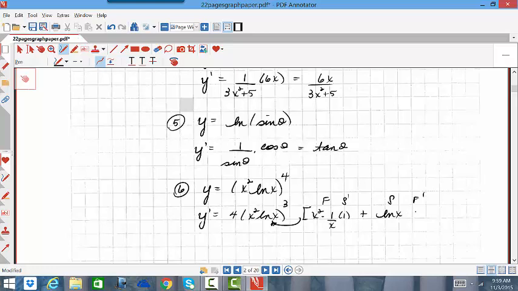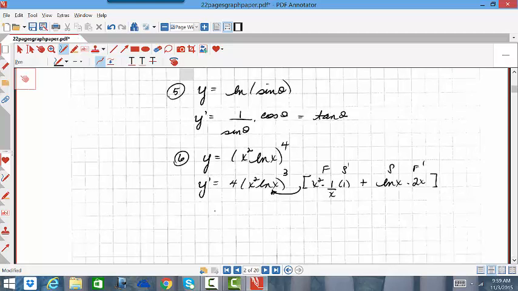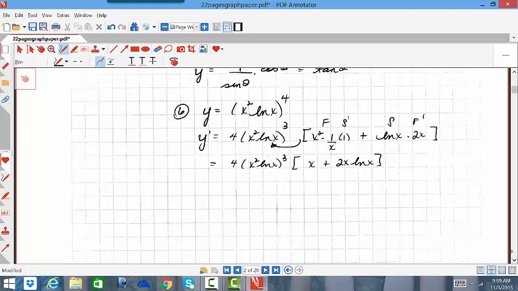And the derivative of x squared is 2x. Now be careful that 2x is in front of the natural log when you write this again. It's not x times 2x as the argument. It goes in front of the natural log. So this becomes 4 times x squared natural log of x cubed times x squared over x, which is x, plus 2x natural log of x. That 2x again needs to be written in front of the natural log. Now you could distribute and go on with this, but I think that that's sufficient just to kind of get an understanding of what the process is.